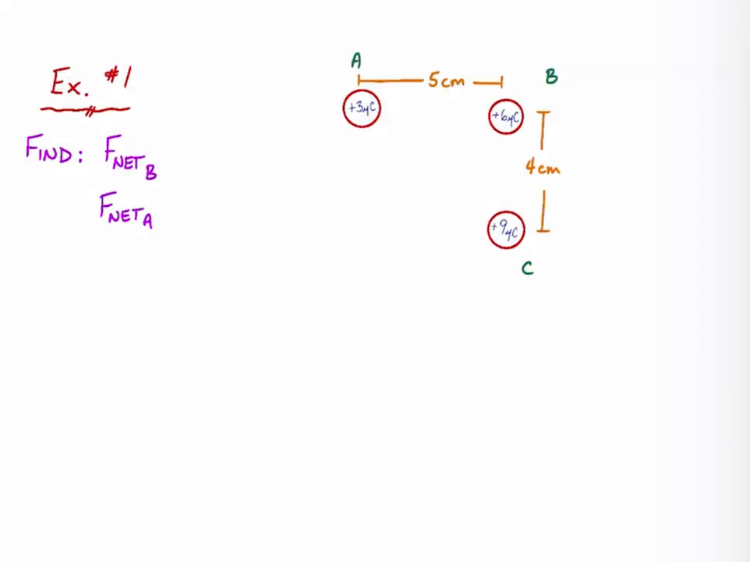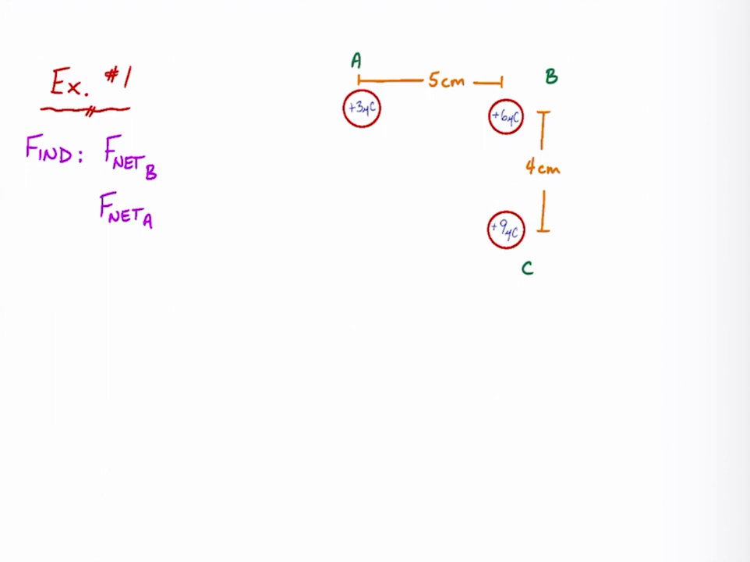In this scenario, we have a 3 microcoulomb charge, a 6 microcoulomb charge, and a 9 microcoulomb charge. We'll call them charges A, B, and C. We're given some dimensions, and we're asked to find the total net force acting on B and the total net force acting on A. Now, what we mean by net force here is A and B are obviously reacting. They're repelling one another, and B and C are also repelling one another.